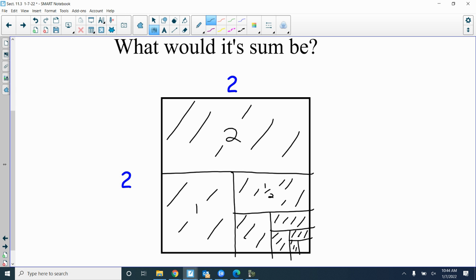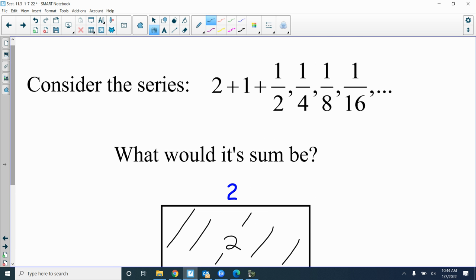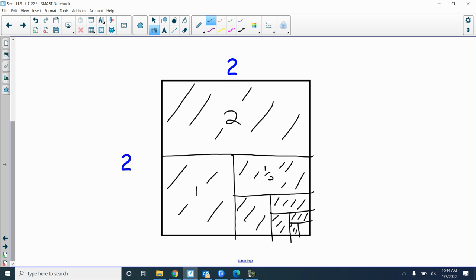So what's that total area going to be? 4. So what's this going to add up to? 4. It's going to have to be 4, because it's going infinitely. So eventually it's just going to fill everything in. Will it ever get bigger than 4? No. So hopefully that'll give you at least an idea of why not. Because we always have half left, and we keep cutting it in half, cutting it in half, cutting it in half. We're never going to overflow it.